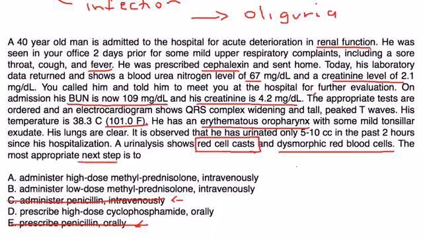The most appropriate next step is to use steroids. Now, because he's an adult, the outcome actually of RPGN in adults is much worse. So early initiation of high-dose steroids is associated with the best outcome. So that would be choice A.